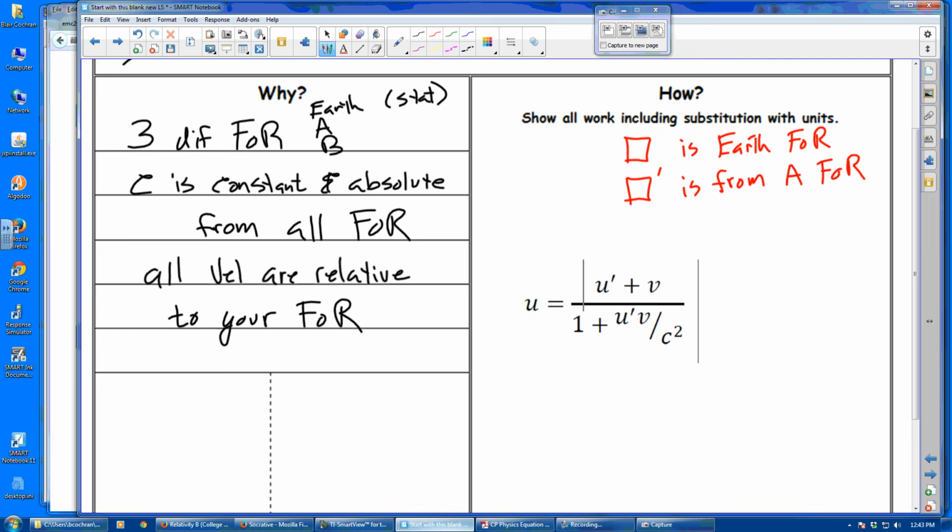When I'm talking about U, that's going to be measured from the Earth's frame of reference. When I talk about U prime, it's going to be measured from ship A's frame of reference. You guys good?